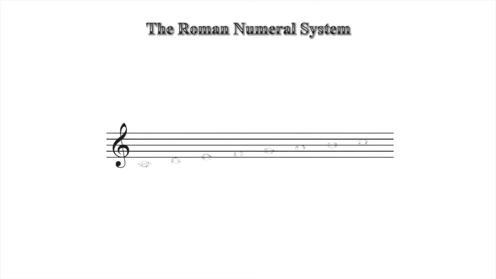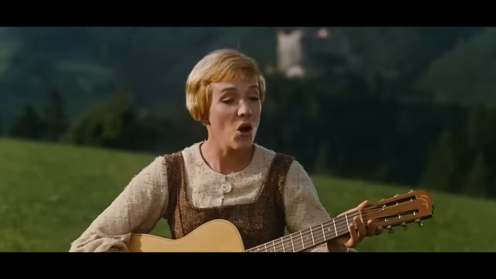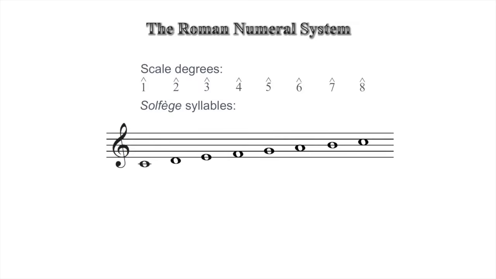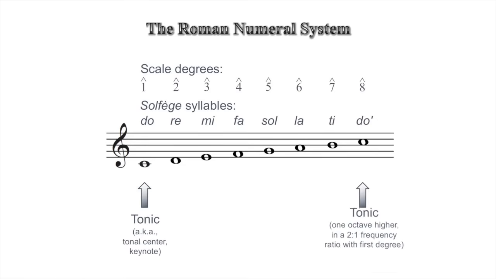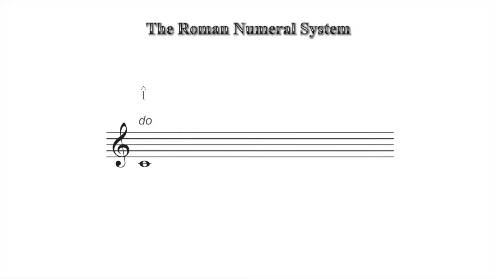In order to understand the Roman numeral system, let's look at the C major scale. We will number the degrees from 1 through 8, along with their corresponding solfege syllables. Do, re, mi, fa, sol, la, ti. The tonic is the tonal center or keynote, which in this case is C. We call C the pitch class, that is, the letter name of the note. The 8th degree, which we can call high do with the superscript symbol, is the tonic at an interval of 1 octave higher.